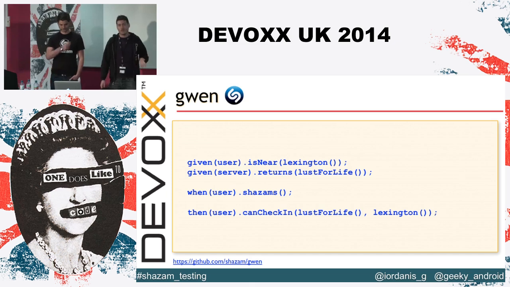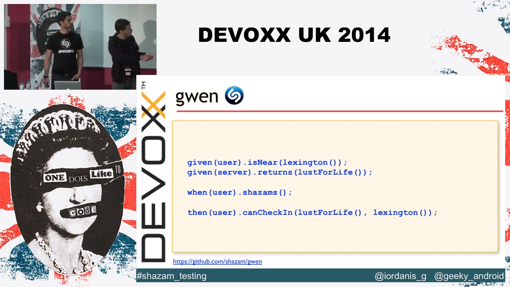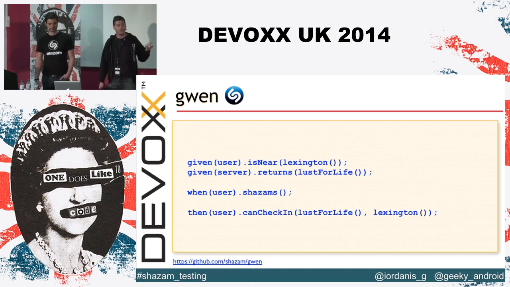Gwen is a very small library. One wouldn't even call it a library, really. It's just some six classes. What Gwen does is encourage you to write a domain-specific language that describes your app. And the way to do that is by using classes that we call actors or agents. In this test, the user and the server are agents of our system. And they have methods on them, is near, returns, Shazams, can check in, that describe what the behavior of the system is, or of that actor. And they also take stuff like, you know, the Lexington or the Lust for Life.